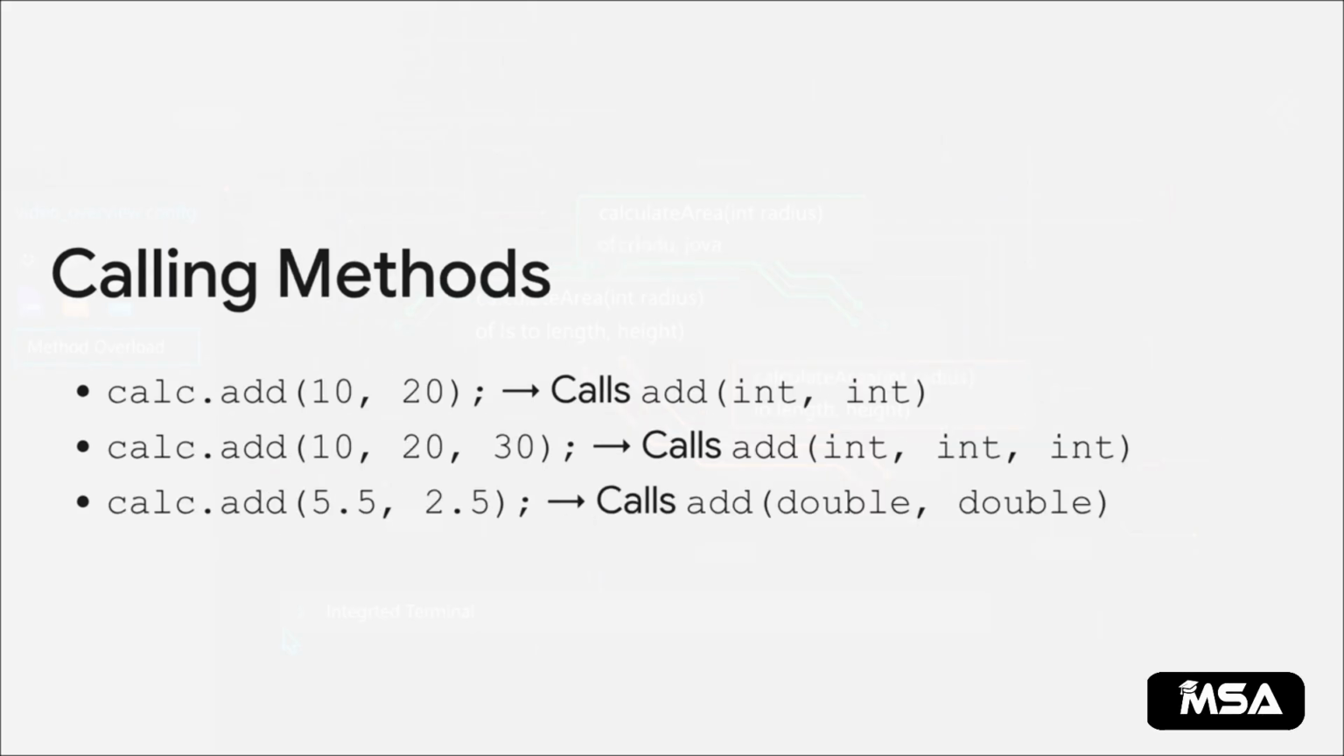It's the exact same story with our add method. We pass in 2 integers, and Java calls the add int int version. We pass in 3, and it correctly switches to the 3-parameter version. And as soon as we use decimals, it knows to call the version that handles doubles. As the programmer, all you have to think is add. The compiler does all the heavy lifting to figure out the details. That's what makes this so powerful.